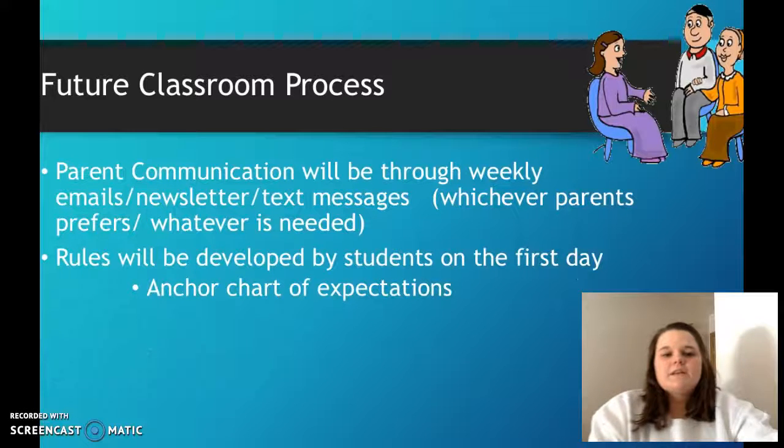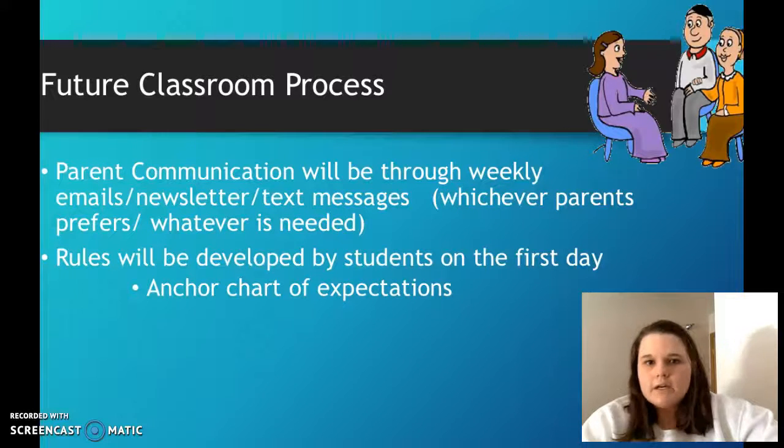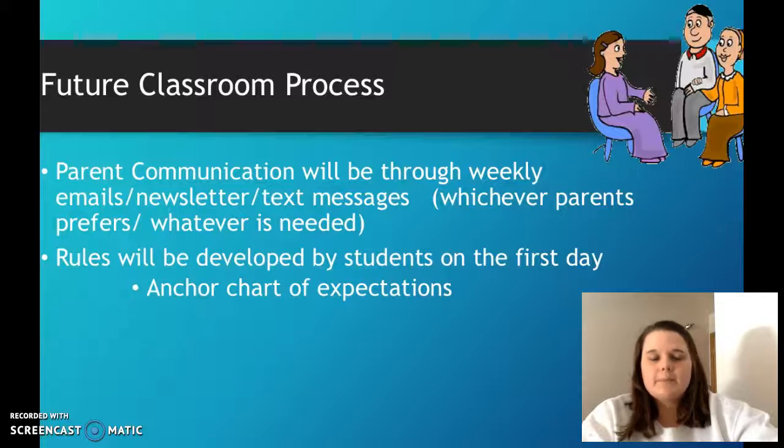And then future classroom processes that I plan to have. So parent communication will be through weekly emails, newsletters, and text messages. Or, if a parent has a problem or a question, they can totally contact me. And then rules will be developed by students on the first day. So in my 440 class, we talk a lot about anchor charts and expectations that students need to be aware of. And I plan to explain that on the first day and make a class anchor chart with all my students and have them each take a part of it.